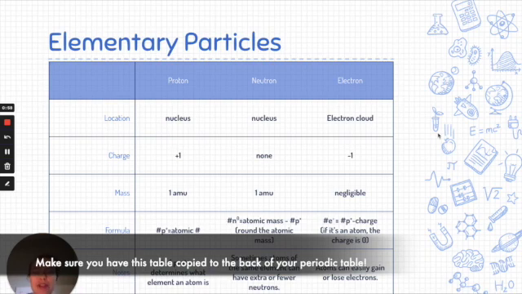So before we go any further, I want to take a moment and review our elementary particles, because fundamentally when we are drawing atoms, what we're actually doing is we are representing how many protons, neutrons, and electrons they have and where they are in the atom. So a reminder, protons and neutrons we are going to find in the nucleus. Electrons are in the electron cloud.